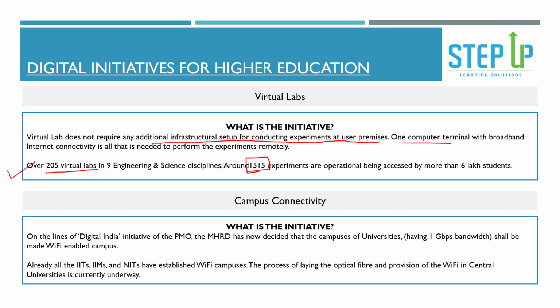Now next is campus connectivity. This is very simple. What has happened is that from the PMO, the Prime Minister's office, the MHRD, and from the Digital India initiative, it has come that MHRD should encourage and make sure that the universities and the big campuses that we have all have internet connection. If you look at IITs and IIMs and NITs, all have Wi-Fi campuses, but the MHRD is also looking at other central universities which do not have. So the work is in progress to make sure all of these campuses are Wi-Fi enabled, and they have strong internet connection. So this is on campus connectivity.